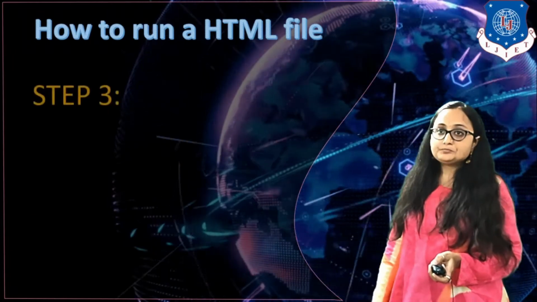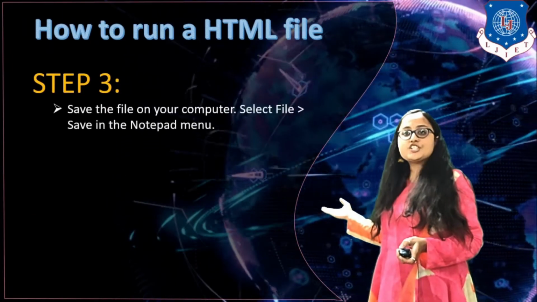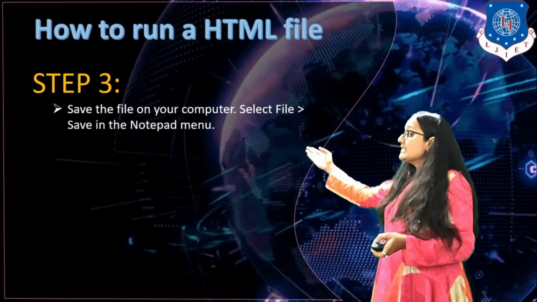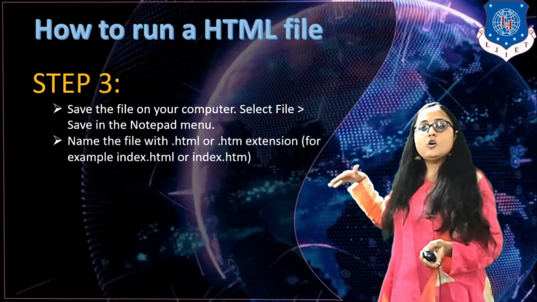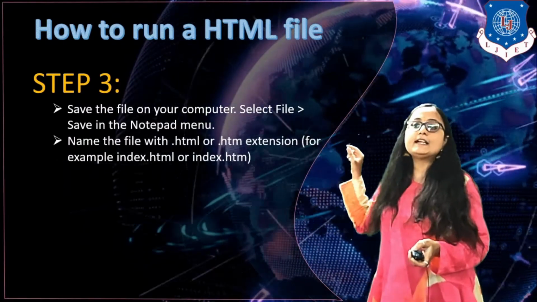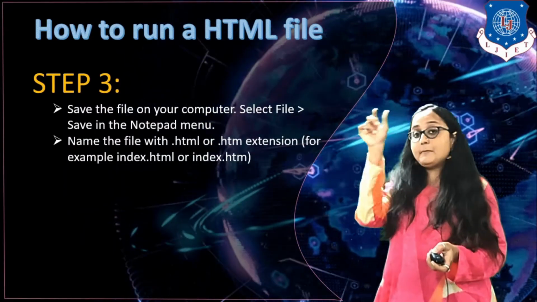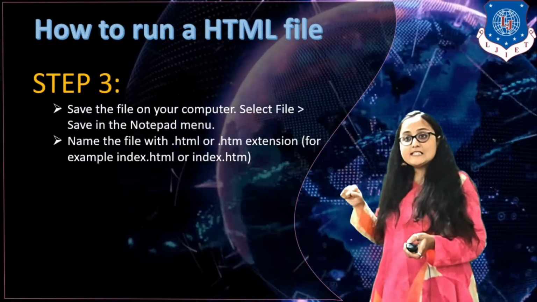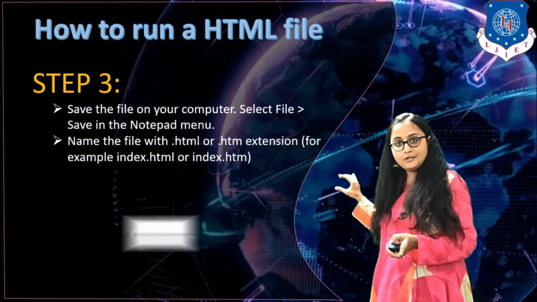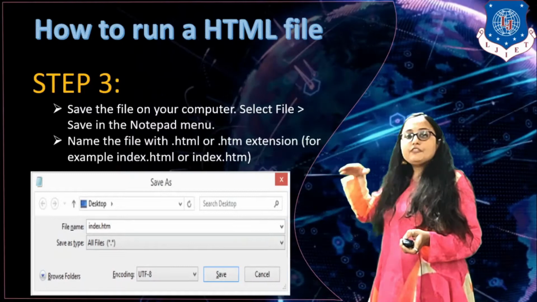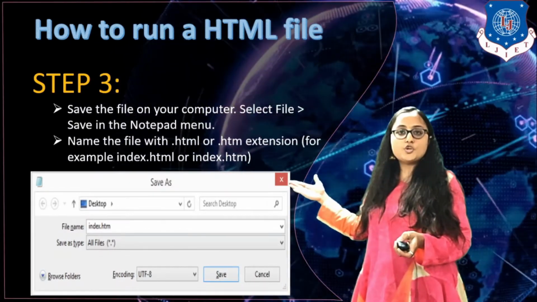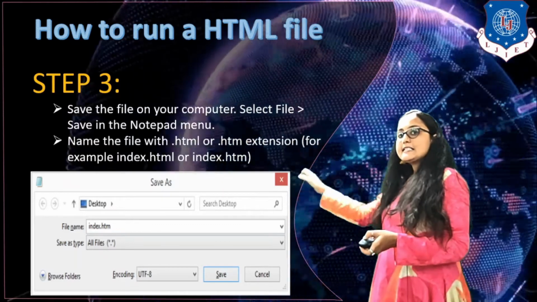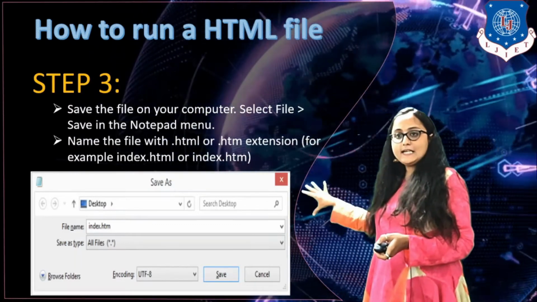Okay, now let us move to step number 3. After writing an HTML file, what is step number 3? Step number 3 is that you have to save this file. So how will you save the file? Basically you will select the File menu, then select Save in the Notepad menu, right? So after selecting Save or Save As, what will you get? You will get this wizard. Okay, so you will get a Save As wizard.